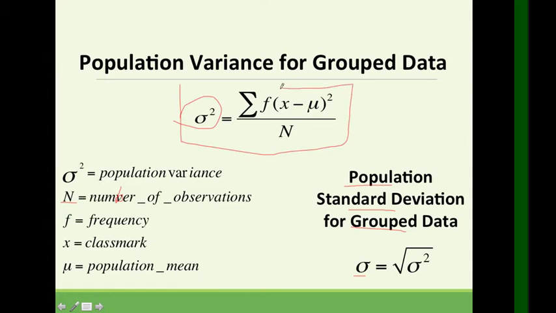So again, we have these two formulae for the population variance of group data. The first one is sigma squared equals summation of f of x minus mu squared over n. And for the population standard deviation for group data, we have sigma is equal to square root of sigma squared, or square root of variance, population variance.